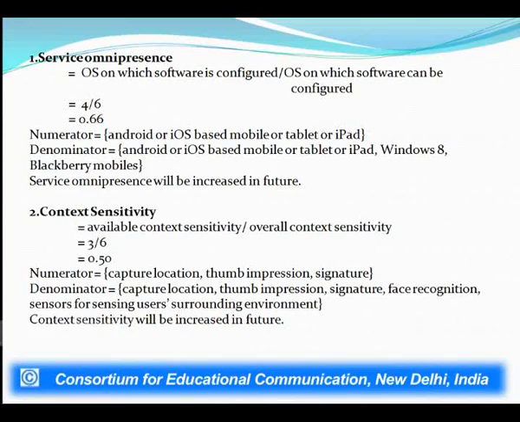it can be used on Android, iOS based mobile or tablet or iPad, and Windows 8 and BlackBerry mobiles. Means right now this Japper is not being used on Windows 8 and BlackBerry mobile. So 4 by 6, it is 0.66, meaning 66%. So service omnipresence for Japper D is 66% because out of 6 it is being used on 4 services.